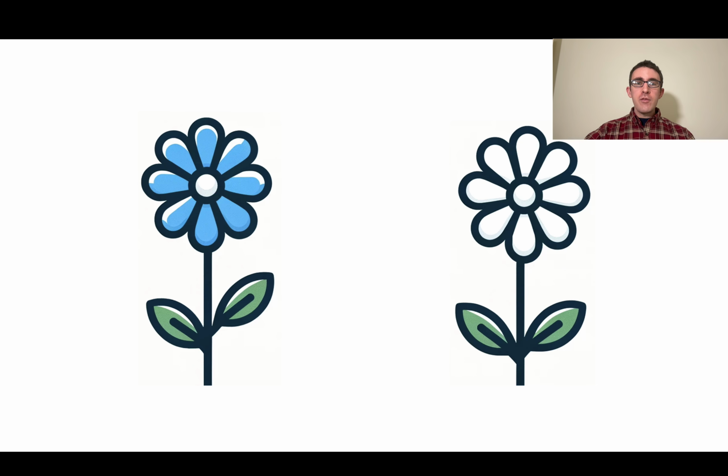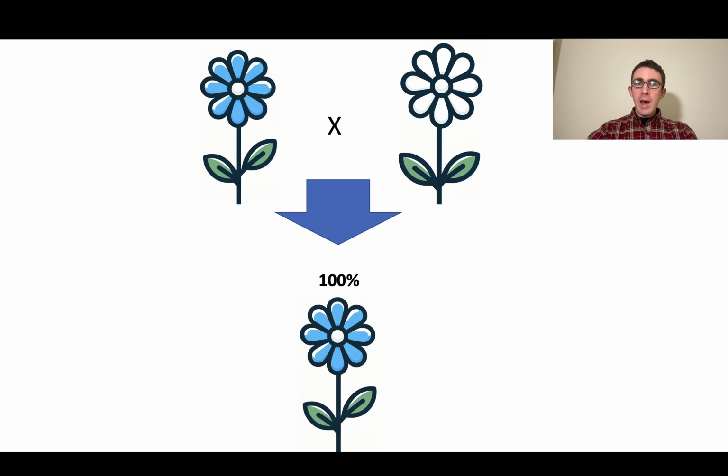So let's say that you have a garden with blue and white flowers. One day you decide to do a cross-pollination, crossing these blue and white flowers. When you do that, you notice that the next generation of flowers from that cross is 100% blue flowers. So you crossed a blue and a white flower, and the resulting generation of offspring was 100% blue flowers.